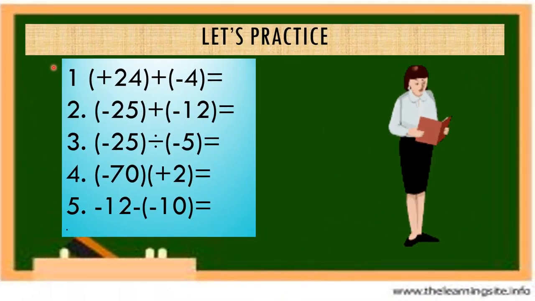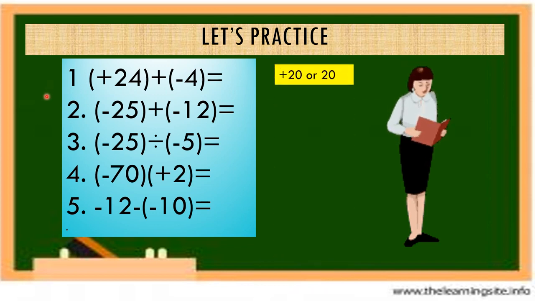Let's practice. Number 1, positive 24 plus negative 4. What is the result? The answer is positive 20 or 20. How about number 2? Negative 25 plus negative 12. What is the answer? The answer is negative 37.